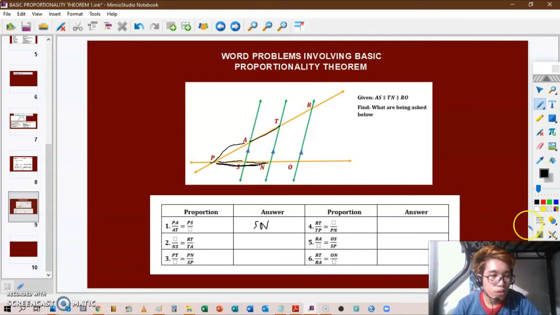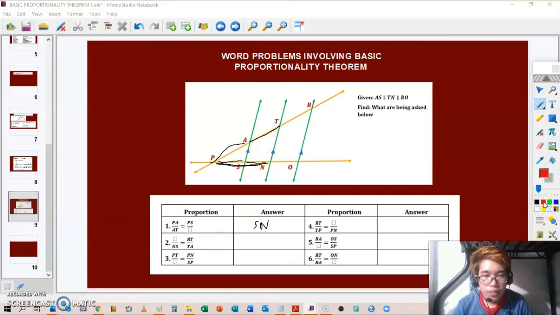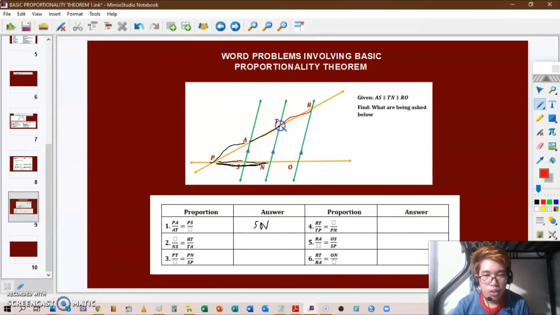Blank over NS is equal to RT. Let's use a different color. RT over TA. So we have here NS. If that's over NS, only this one NS, so it could be NO or ON.